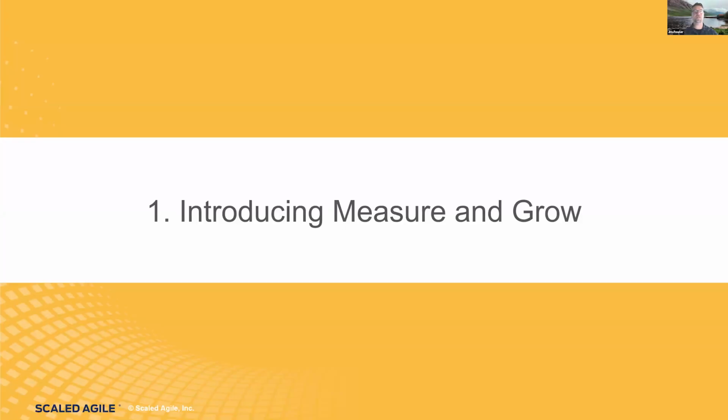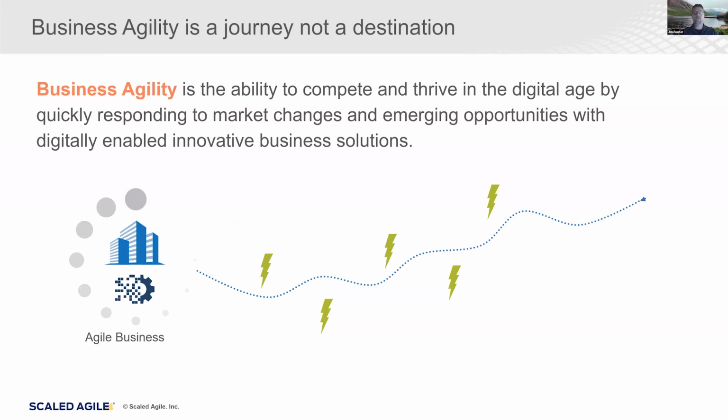All right, so let's get started with introducing Measure and Grow. What is Measure and Grow? Well, we start off by taking a look at the ultimate goal of agility in our organization, or of implementing SAFe and doing a SAFe transformation. We don't want to transform just to say that we're doing something different, right? Or to say that we're doing the cool new buzzword that's going around the industry. There's a purpose. The purpose for that is to achieve what we call business agility.